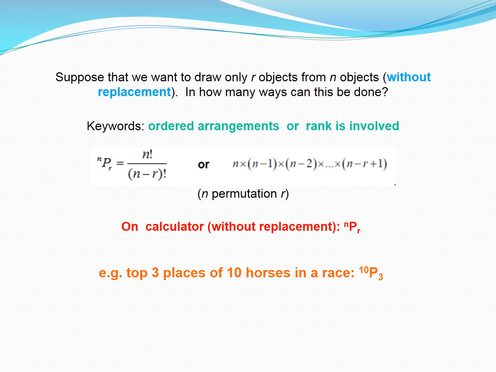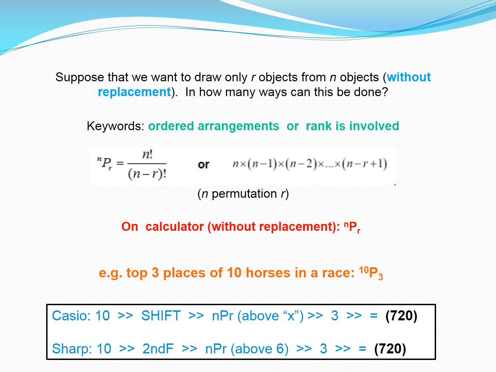Okay, so let's look at an example of how to practice that on the calculator. So I tell you there's 10 horses in a race, and we want to determine in how many ways can the top 3 places be determined. So I will have 10 permutation 3. So you input 10, you locate your function, and then you place 3.